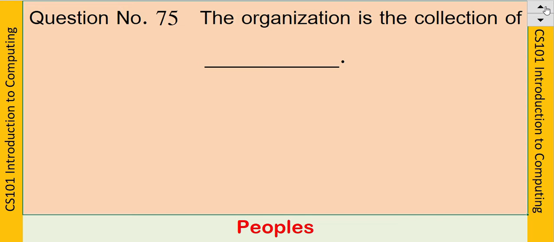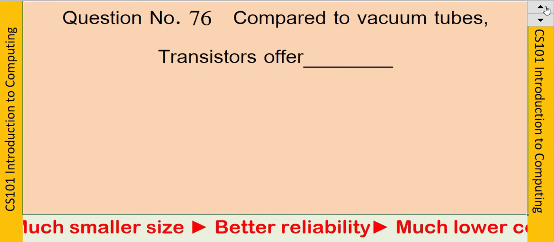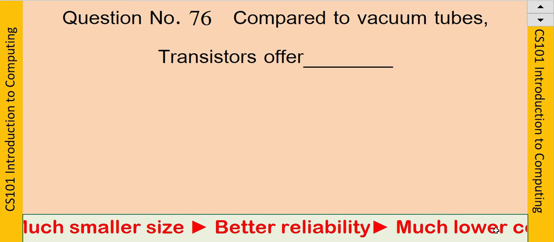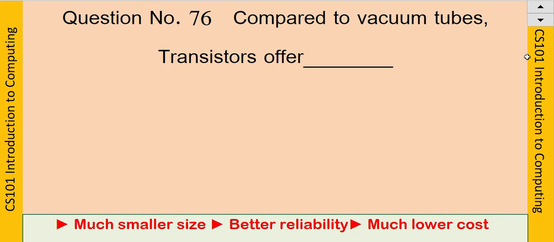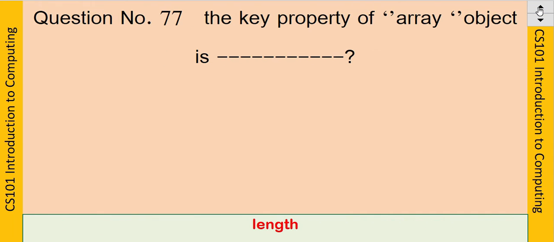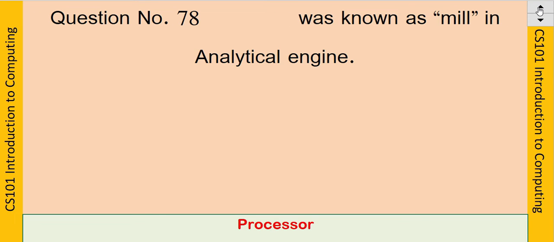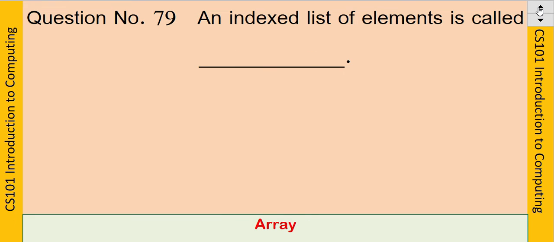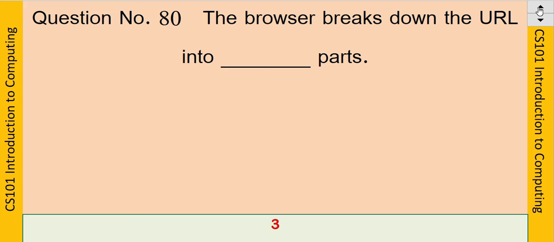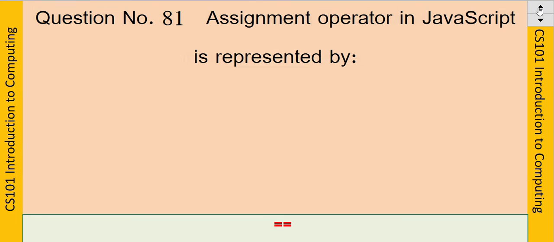The organization is the collection of people. Compared to vacuum tube, transistors offer much smaller size, better reliability, much lower cost. The key property of array object is length. Processor was known as mill in analytical engine. An indexed list of elements is called array. The browser breaks down the URL into three parts.